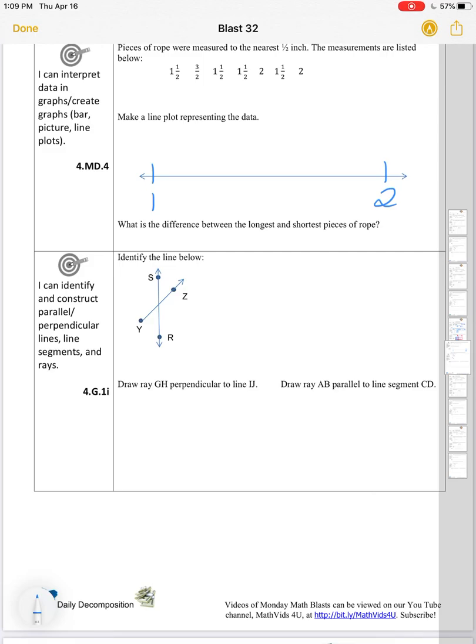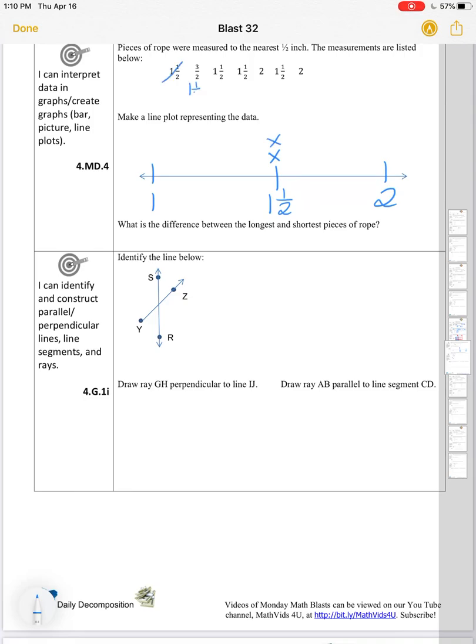Now I've represented a whole, and since my measurements were measured to the nearest half, I'm going to use halves as my units. I'll break that whole into 2 equal parts, and if I start with 1, then in the middle is 1 1/2, and 2 is the same thing as 1 2/2. Now I'm going to plot an X above the numbers each time they're represented in my data set.